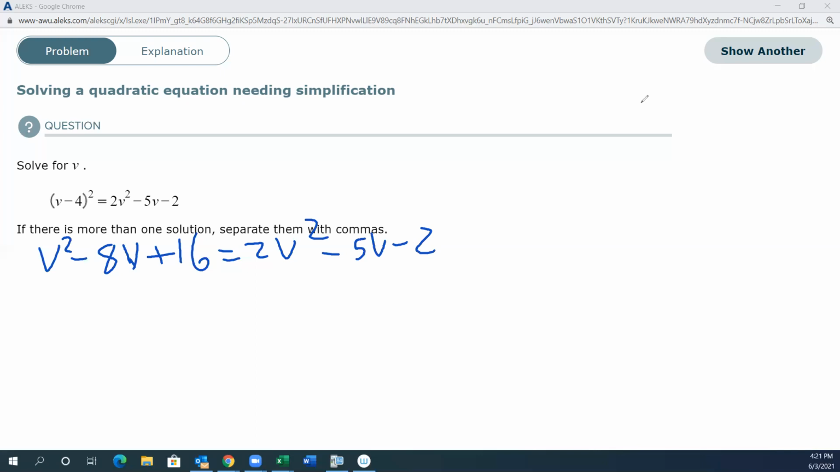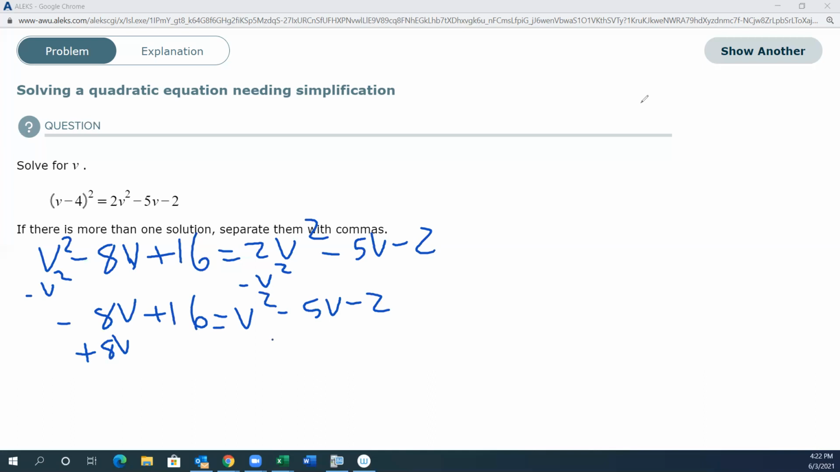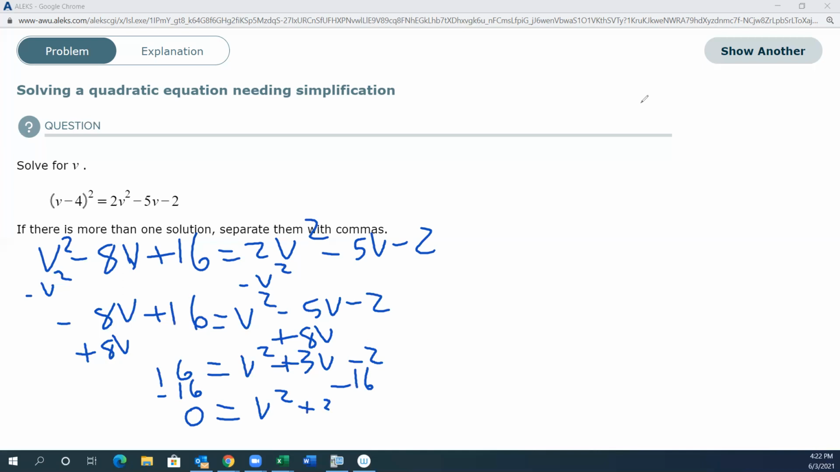Now I got to get everything on one side of the equation like we were doing on that other problem. So I'll subtract v squared from both sides. Get negative 8v plus 16 is v squared minus 5v minus 2. Then I will add 8v. It doesn't matter what order I move these things. Add 8v to both sides. So I get 16 equals v squared plus 3v minus 2. Then I will subtract 16. And I get 0, finally, equals v squared plus 3v minus 18.